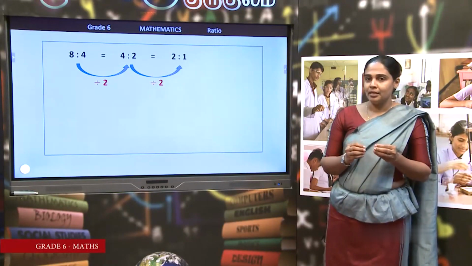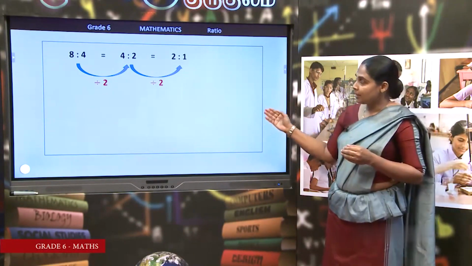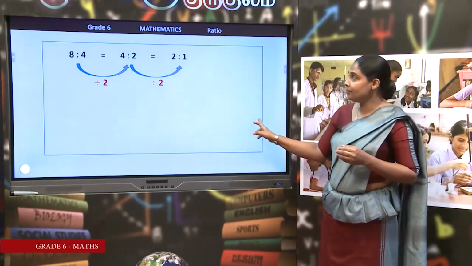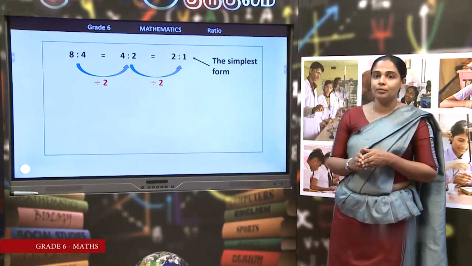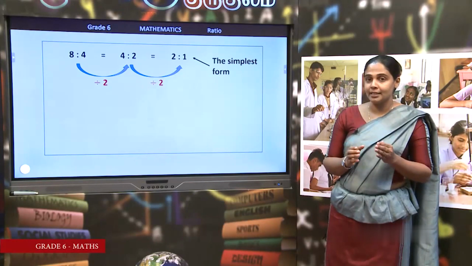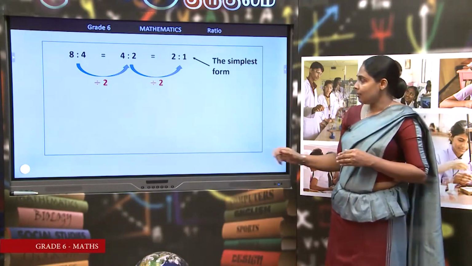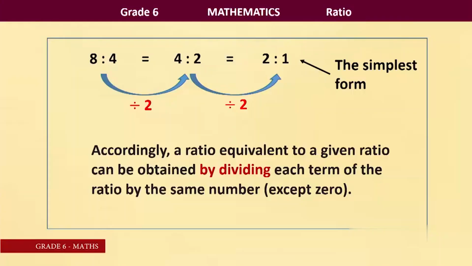Then we have to introduce the simplest form of a ratio. In this ratio 8:4, the simplest form is 2 to 1. Don't forget, if there is a ratio and you can divide it, then by dividing we can write down the simplest form. Now, a ratio equivalent to a given ratio can be obtained by dividing each term of the ratio by the same number. But don't use 0, because we can't divide a number using 0.